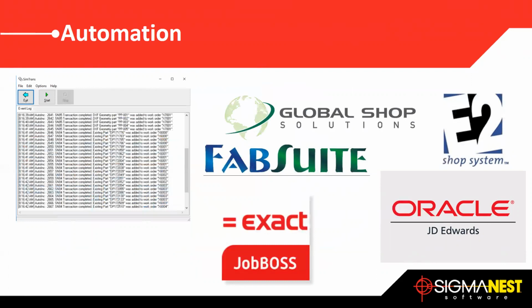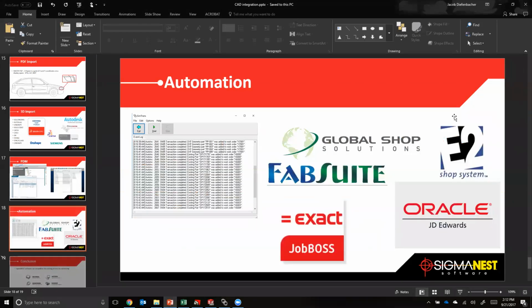So we do have integration with MRP systems. These MRP systems will contain all the information such as work orders, materials, and sheet inventory. We'll use our product called SimTrans to take information from that, assign transactions to it, and move that information down to SigmaNEST. That's going to be very exciting to see when we get to that part.